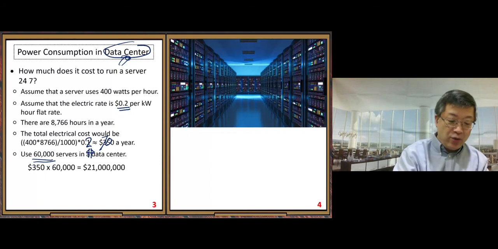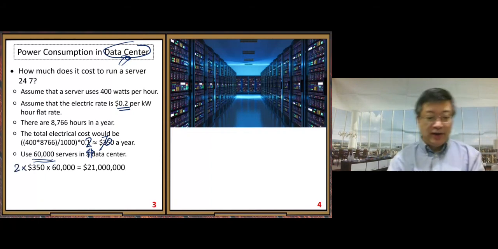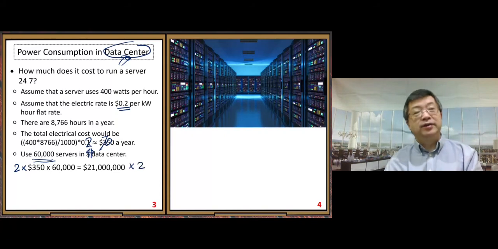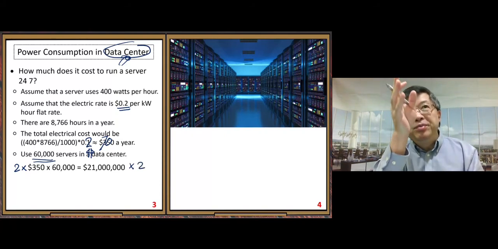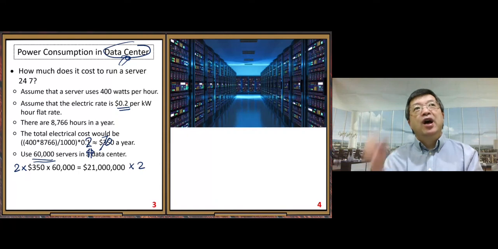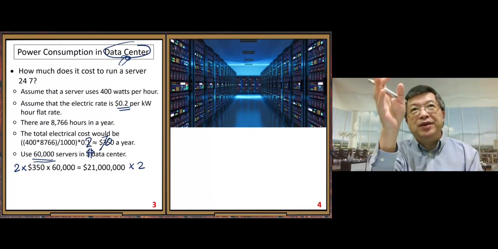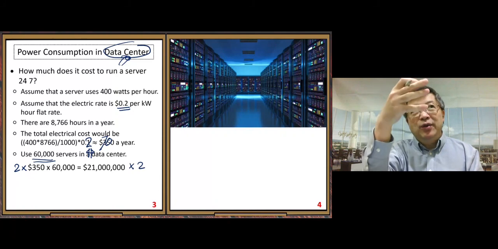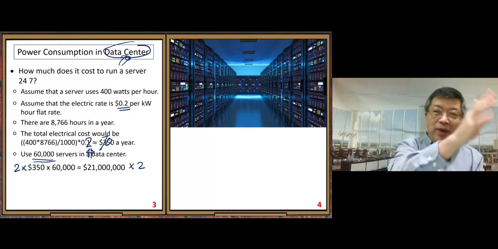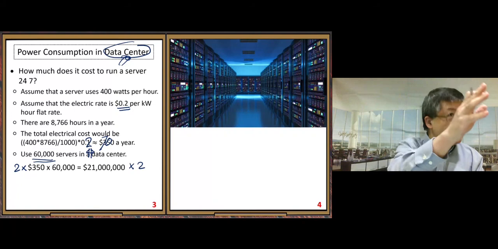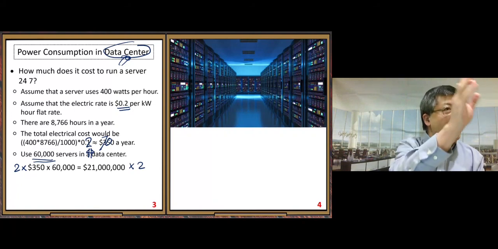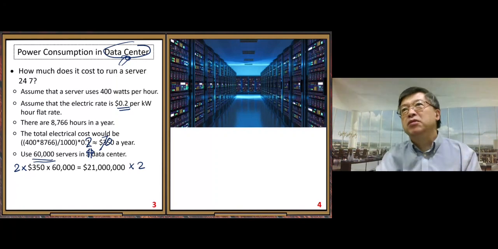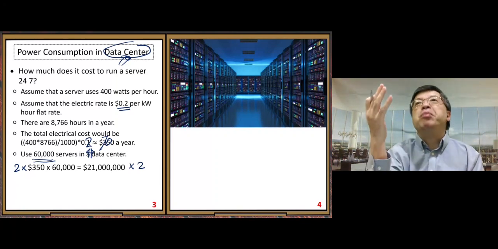Actually, we need to multiply by 2, so you get a number. 42 million. Look at this. $42 million for that data center. So when you make a plan for your business, look at that number spent on the electricity bill each year, $42 million.